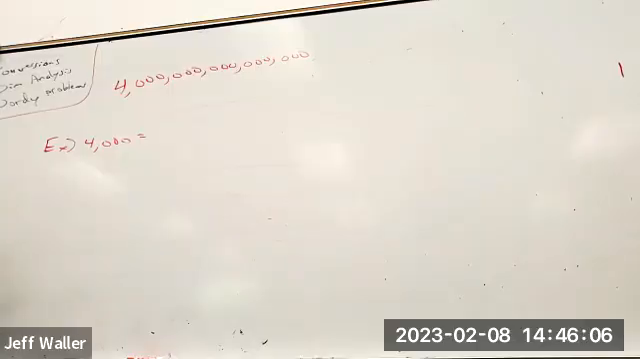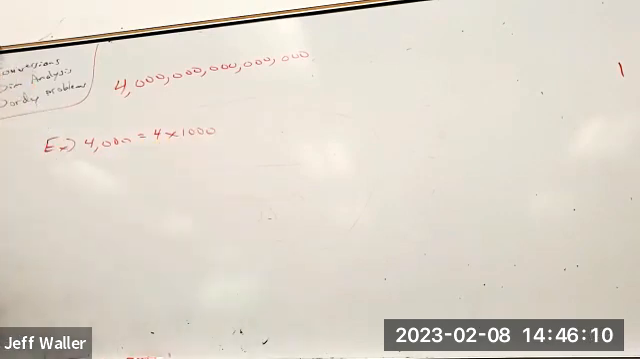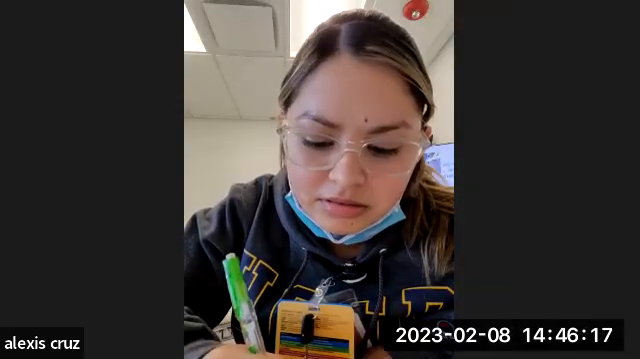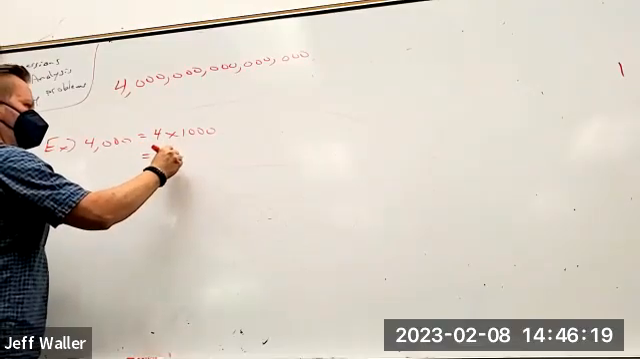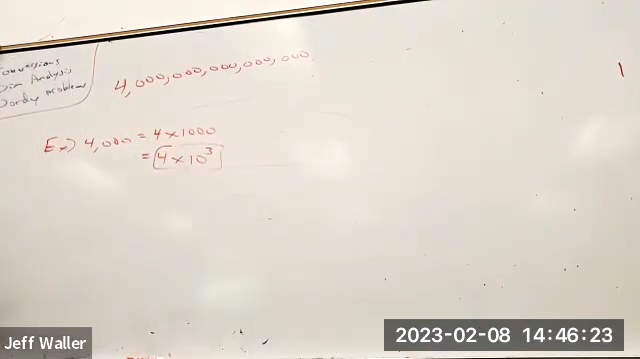How do you rewrite 4,000? It's 4 times 1,000, right? And then what is 1,000 made of? 10 to the 3rd power. How many tens? 3. That's scientific notation. So it's not even notation, it's just a little problem that works back out to the number. Am I with you guys?